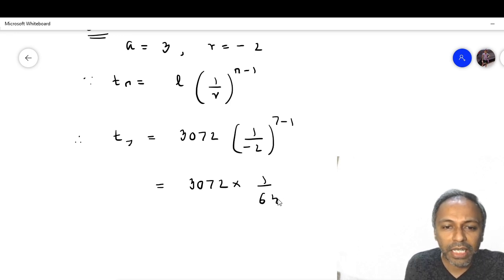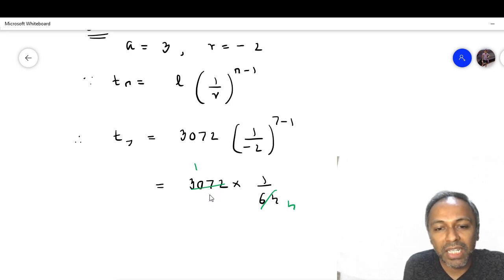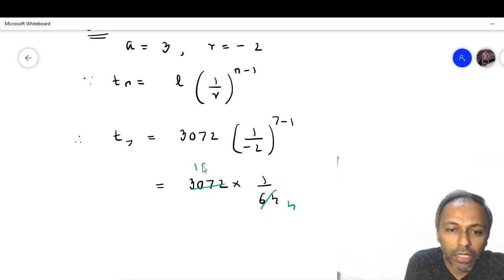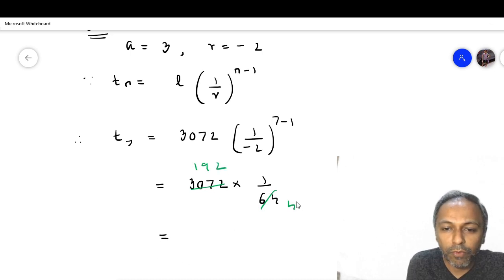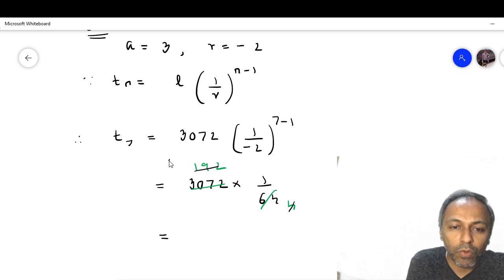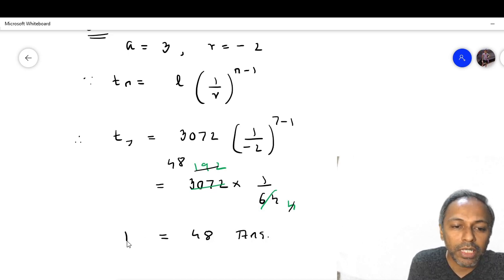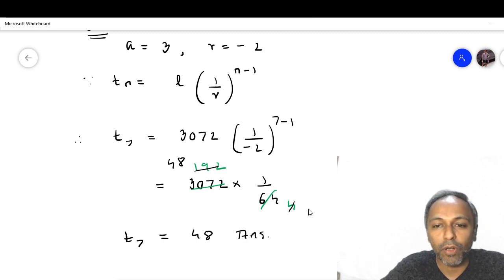Now let's see if we can cancel this out. 3072 divided by 64: 16 ones are 16, then you have 14 remainder, 147. 16 nines are 144, 32 is the remainder. This will become 4 ones are 4 and 4 fours are 16, and then 48. So we conclude that the 7th term from ending is 48.